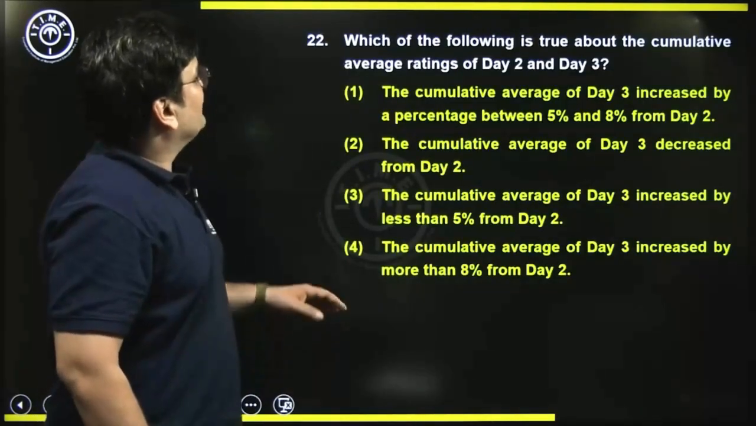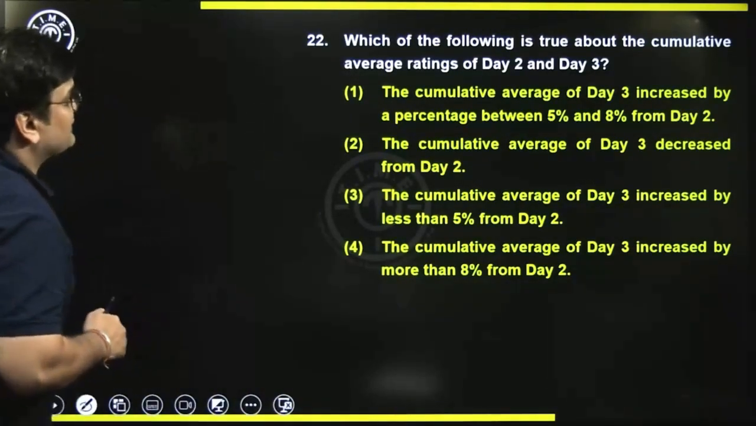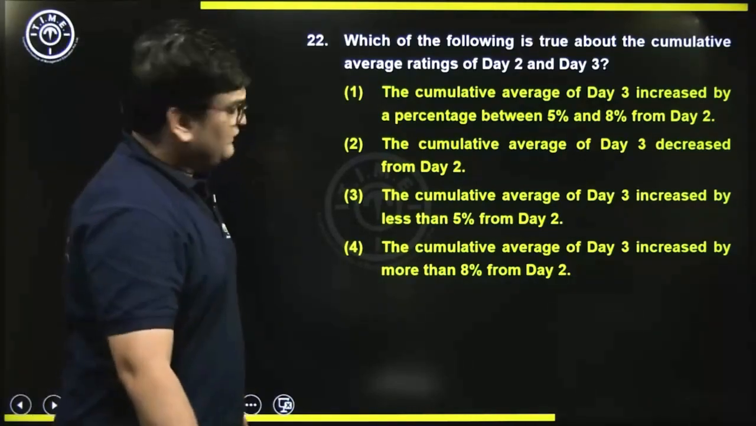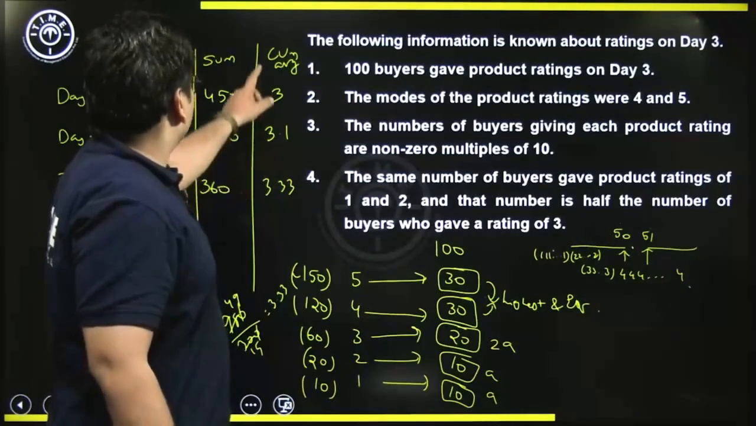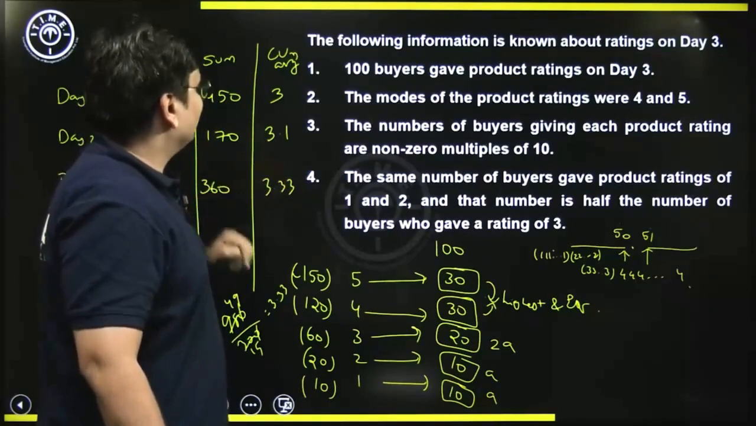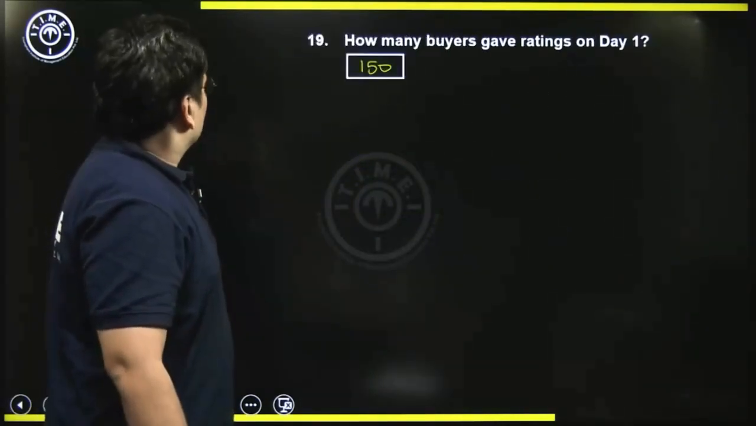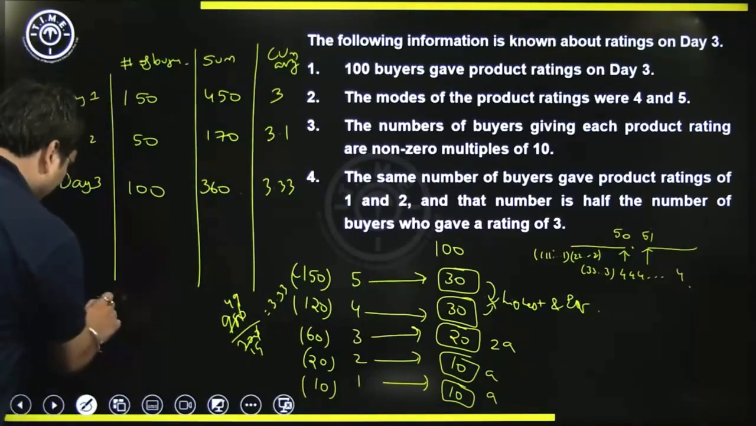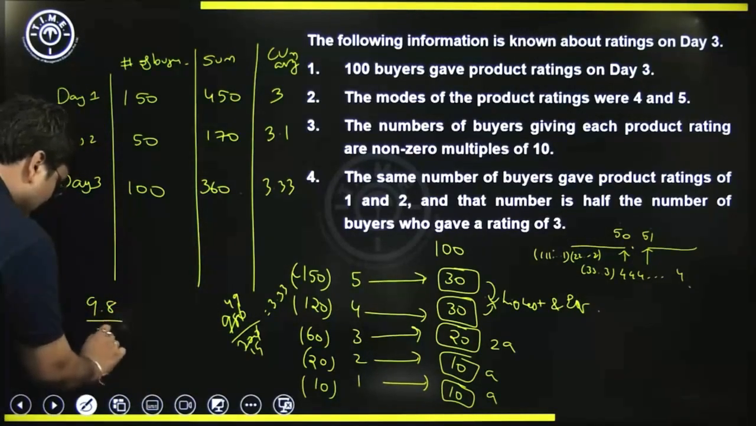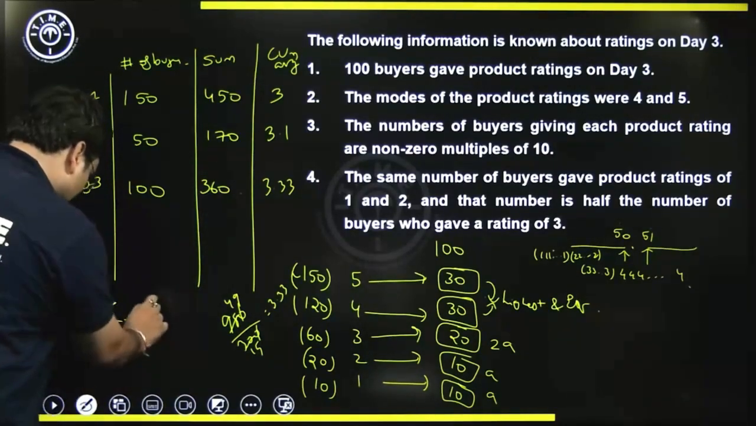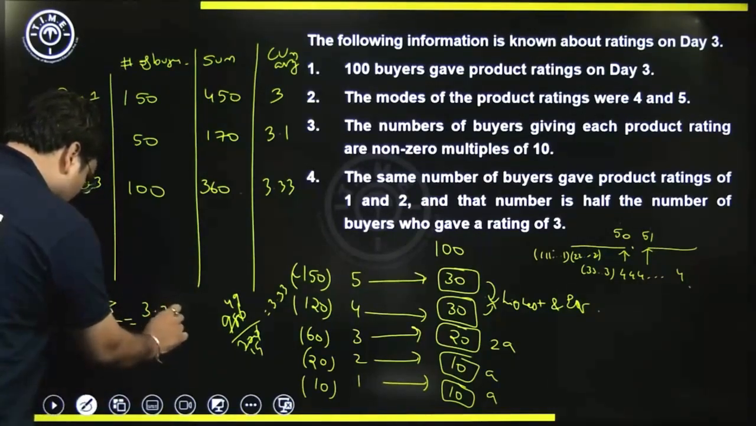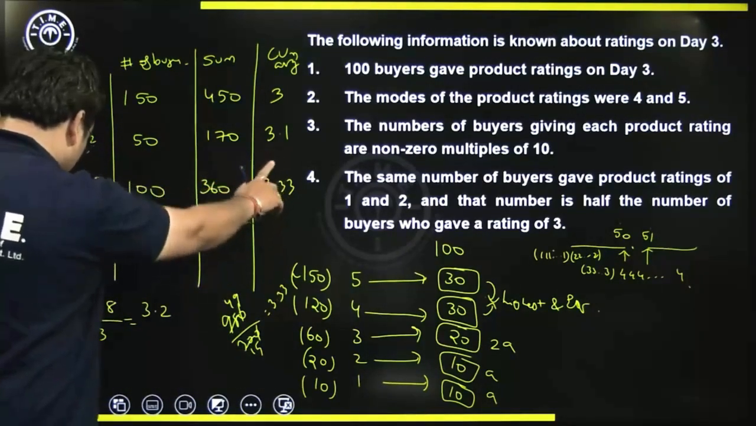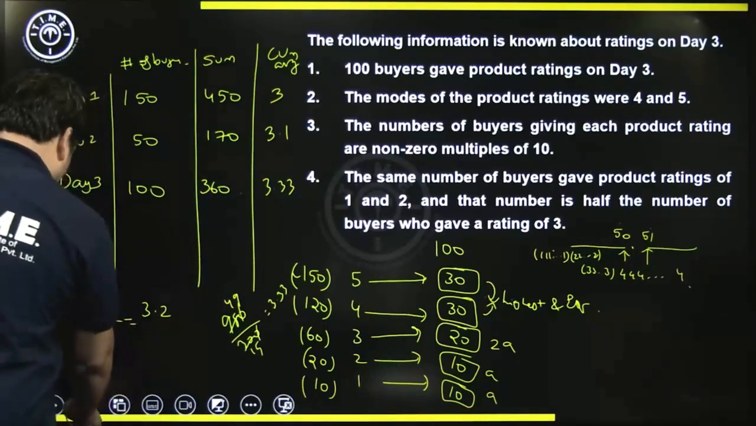Which of the following is true about the cumulative average ratings of day 2 and day 3? So, we calculated that cumulative average of day 2 and day 3, this was given, this we calculated. I hope we got it right. Just a minute before we continue. It's 9.8 by 3, right? So, this will be what, 3.2. So, sorry, I think we got this wrong. 1 second. We got this wrong.